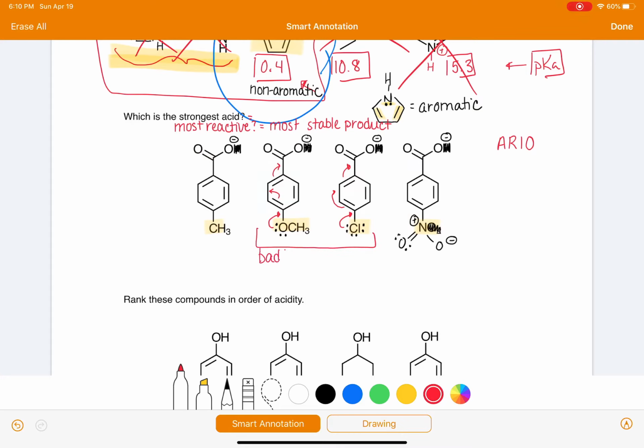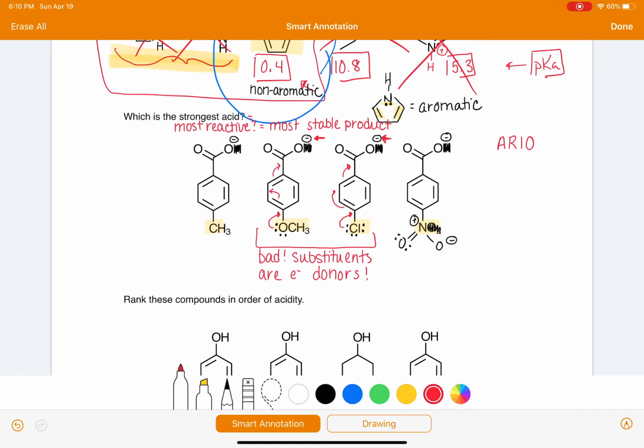These substituents want to donate electron density, and in our situation, we don't want electron donors because we already have too much electron density up here. We want something that's going to do the opposite, that's going to pull electron density away. So we don't want these electron donating substituents. That's not helpful at all. That's not going to help stabilize anything at all.